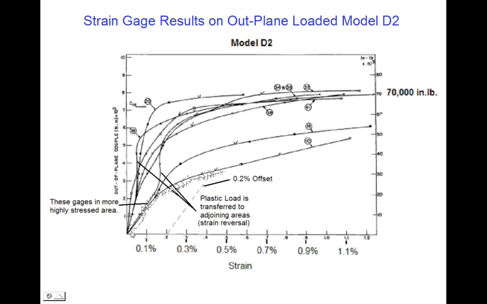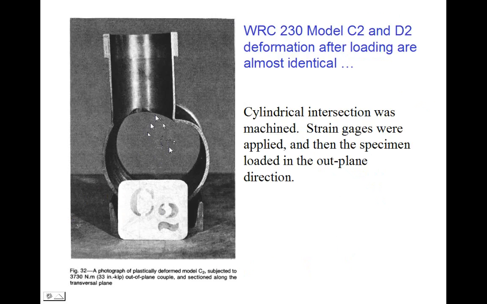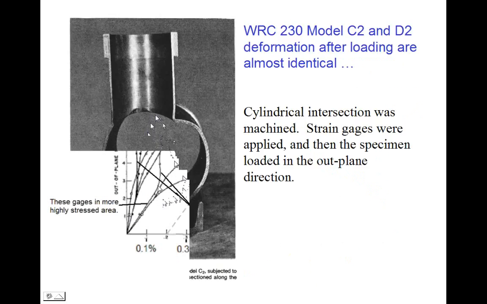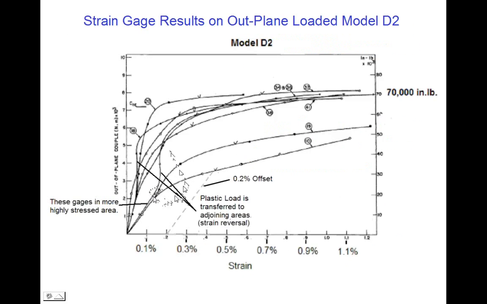What we see during the test is that these strain gauges are located at this point on that intersection. These strain gauges were in a more highly stressed area because they're straining quicker. One of those strain gauges went through strain reversal. As it saw plastic deformation, the other parts of the material that were still elastic began to pick up the load. And we see strain reversal in a few places here. And again, 70,000 inch-pounds was the maximum applied external moment to that nozzle.